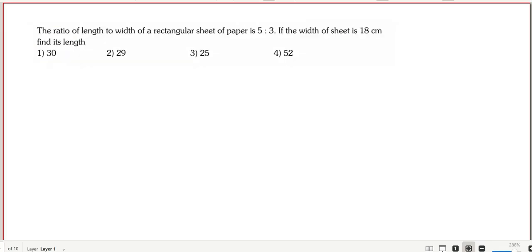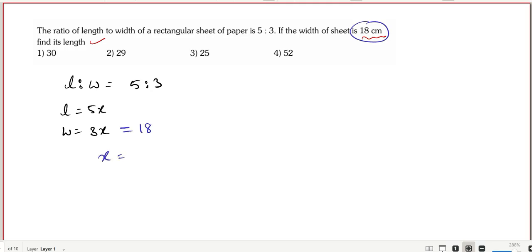The ratio of the length to width of a rectangular sheet is given as 5 is to 3. If the width of the sheet is 18 centimeters, find its length. Okay, here we have been given that the ratio between the length and width of the rectangular sheet is 5 is to 3. From the ratio terms, we can suppose length as a multiple of 5, that is 5x, and width as a multiple of 3, that is 3x. As per the question, the width is given as 18 centimeters, which means this 3x represents 18. From this, x is equal to 18 by 3, so the x value will be 6. We got the x value as 6.